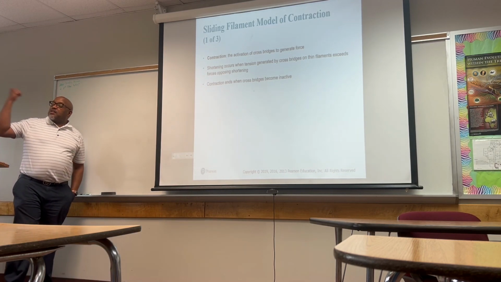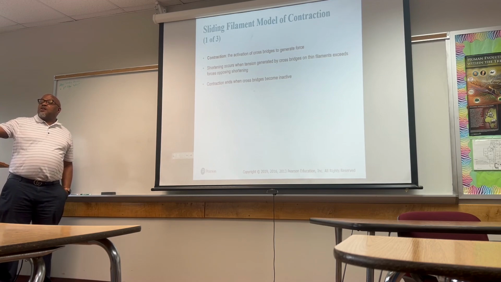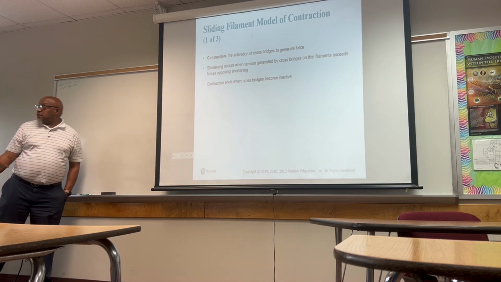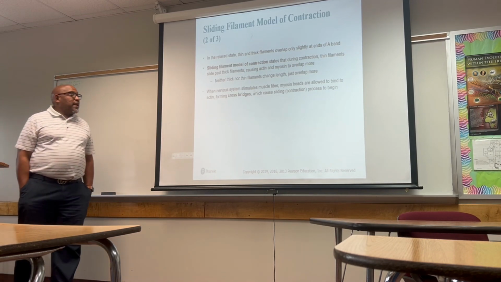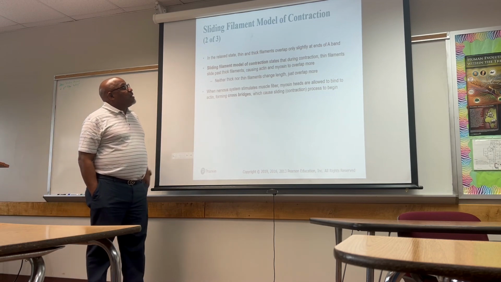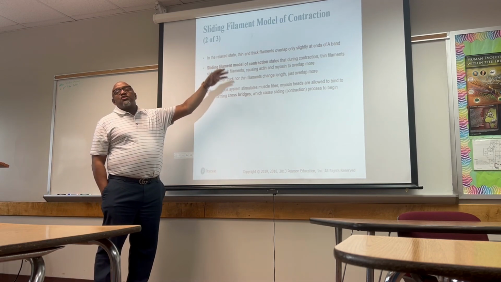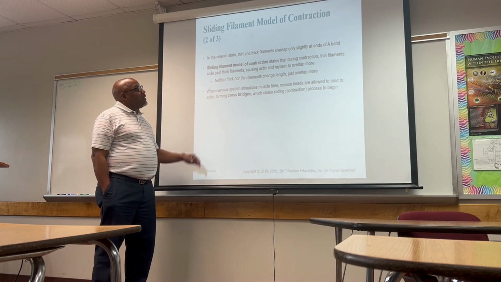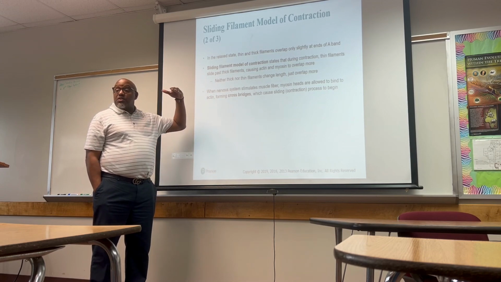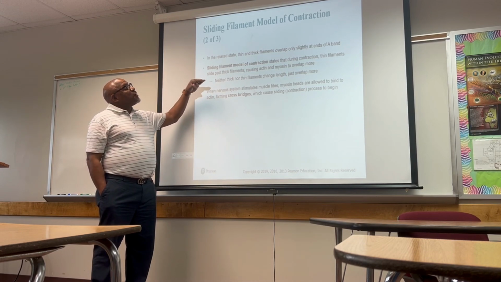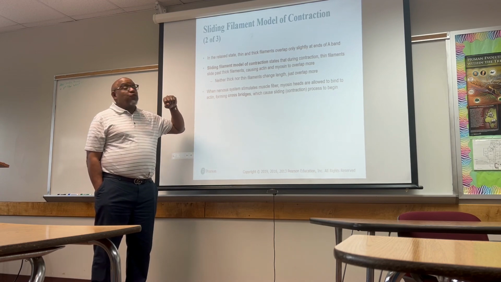So when we inactivate and relax our muscle, what happens is we remove the calcium from the muscle, and the troponin and tropomyosin are now blocking the thin filament. In the relaxed state, the thick and thin filaments overlap slightly at the ends of the A band. The sliding filament model of contraction, this is what we're explaining to you, states that during contraction, thin filaments slide past thick filaments. I showed that to you with the markers already. Neither thick nor thin filaments change in length, they just overlap more.